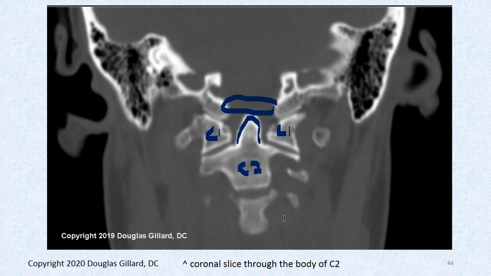What about C3? Remember, the cervical spine is curved, so a cut is straight. So C3 is going out of the view. It's out of the cut. C4 is completely out of the cut, so we don't see any of C4. All right, are we good?